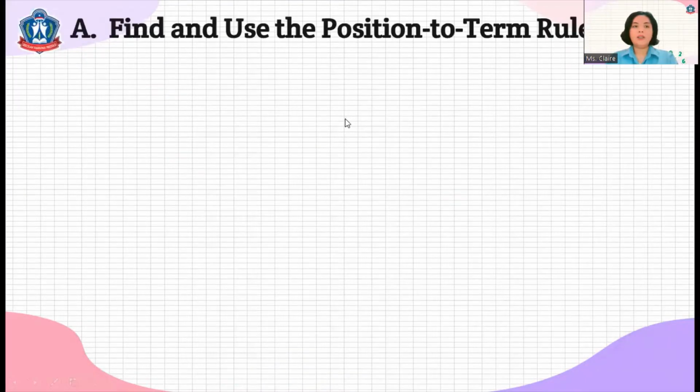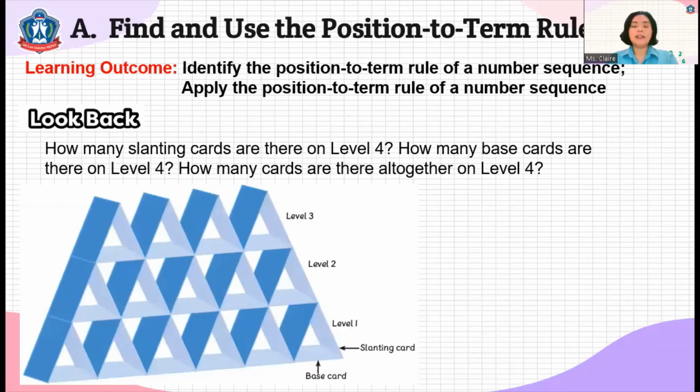Okay, let's start with lesson 1, find and use the position to term rule. The learning outcome for this lesson is to identify the position to term rule of a number sequence and to apply the position to term rule of a number sequence.